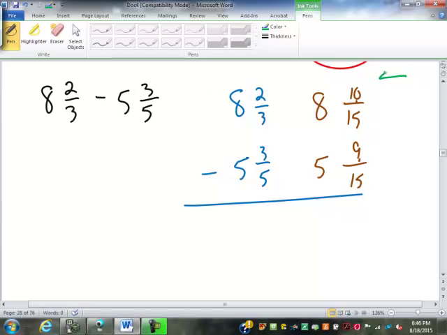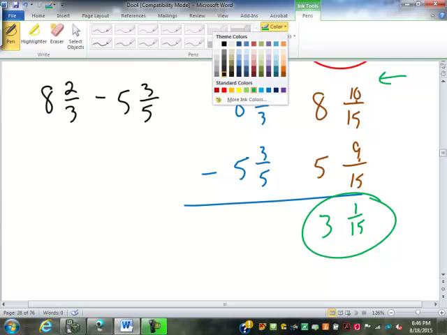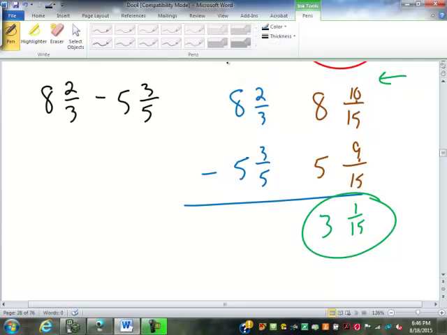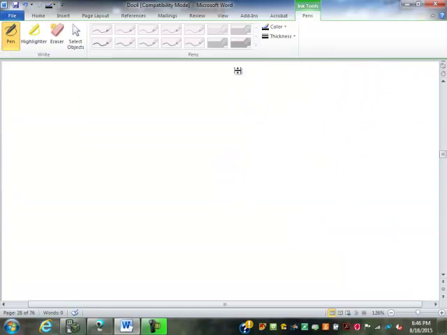So again, just like whole numbers, we start on the right and work our way back to the left. 10/15 minus 9/15 is 10 minus 9 is 1/15. 8 minus 5, 3. So 3 and 1/15. Just like with the addition, it doesn't stay that simple. We have 9 and 1/4 minus 2 and 3/8.